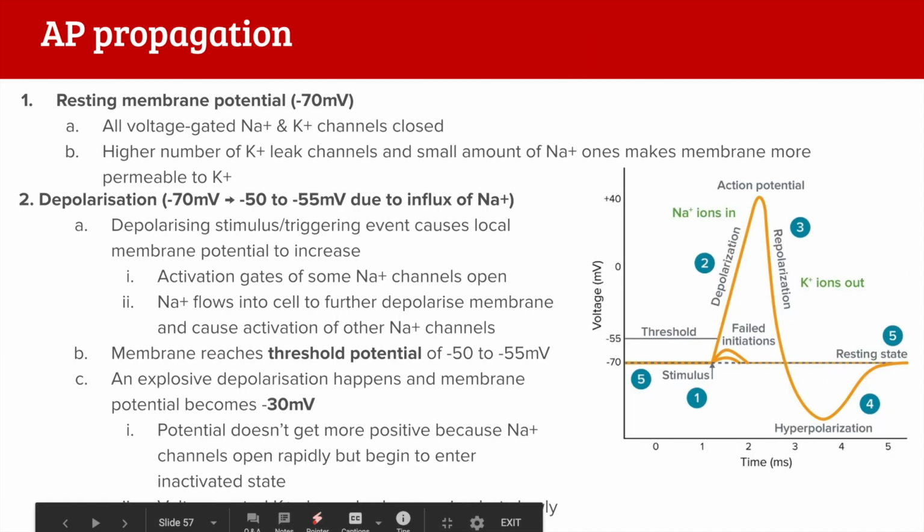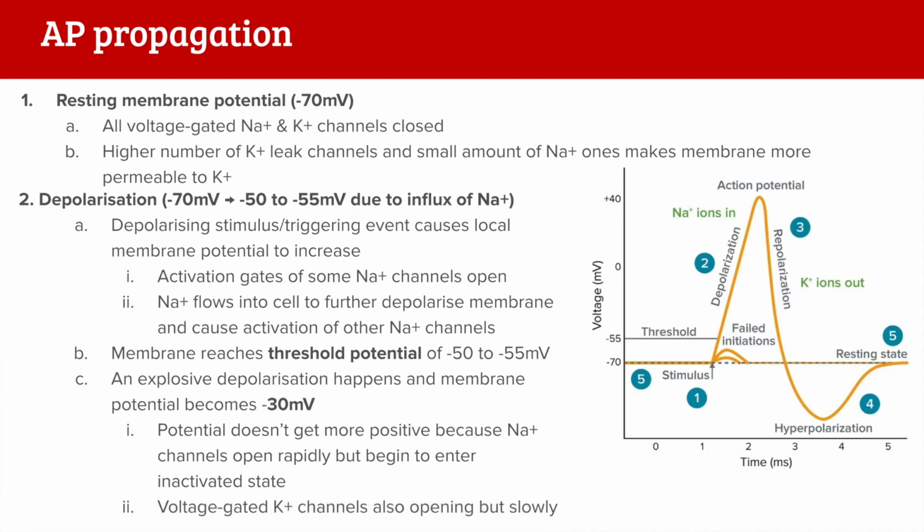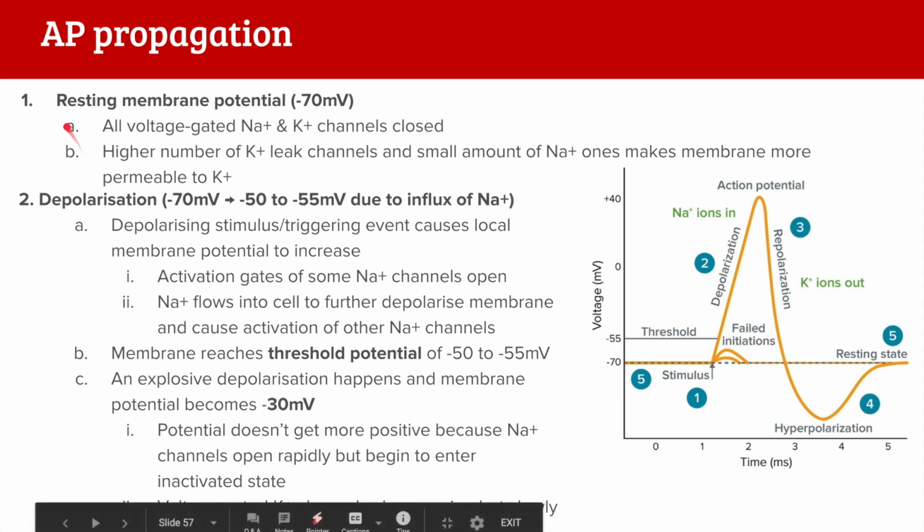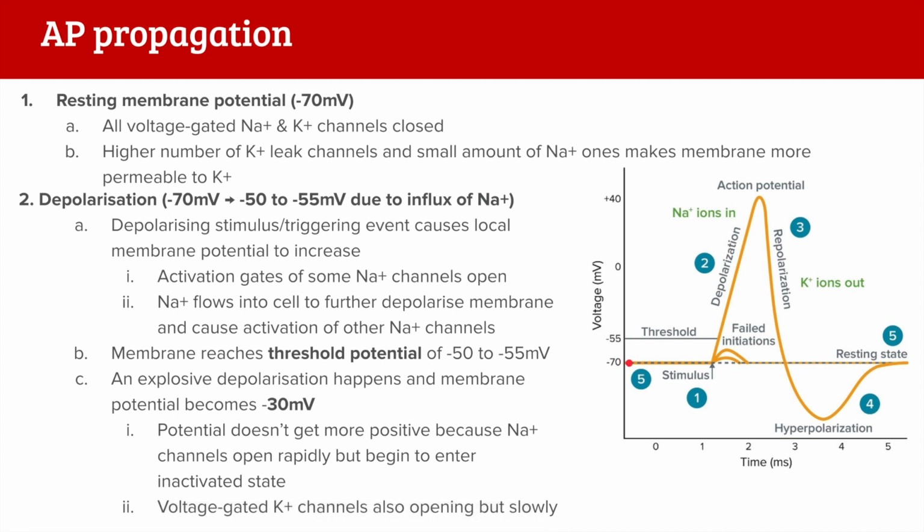Potential propagation. So we're just going to go over the whole action potential and how it works. First, of course, the resting membrane potential is -70, right? So all the voltage-gated channels are closed and only the leaky channels are open. And then there's a depolarization. First there's the stimulus or triggering event that causes the local membrane potential to increase, like this.